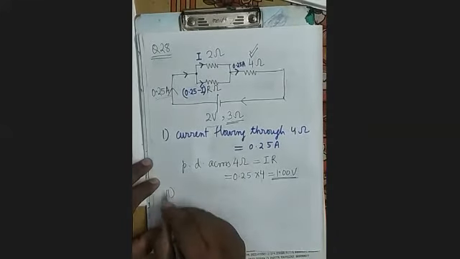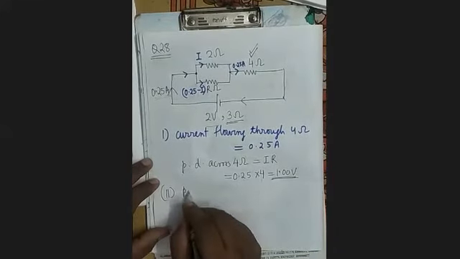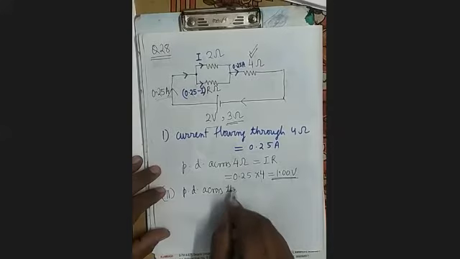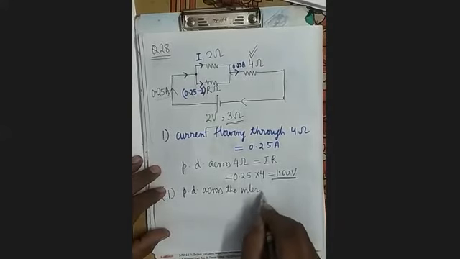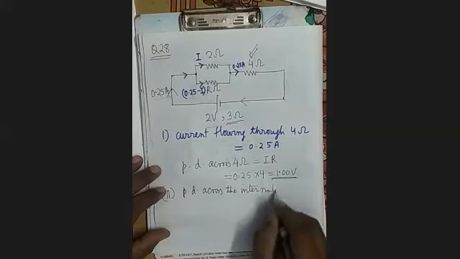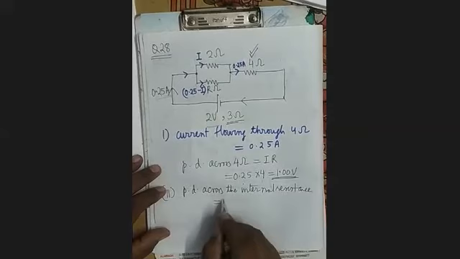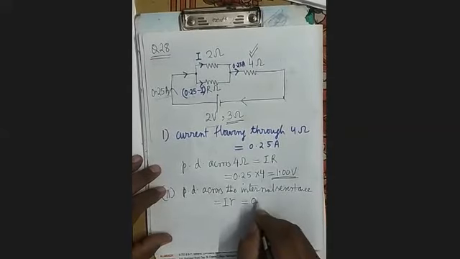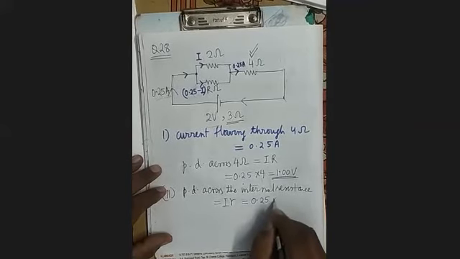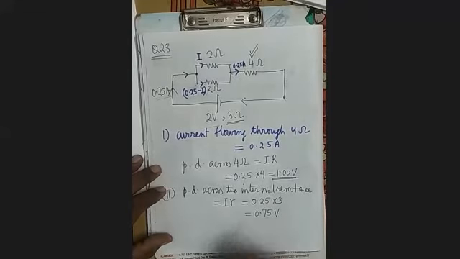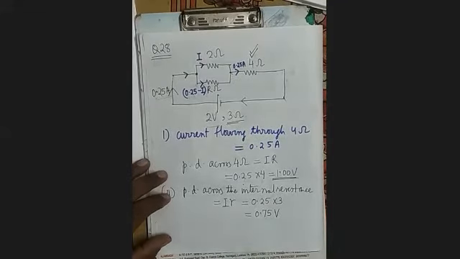So see here, potential difference across the internal resistance, that is I into small r. What is I here? 0.25. And what is small r? 3. That is 0.75 volt. It is 0.75 volt.